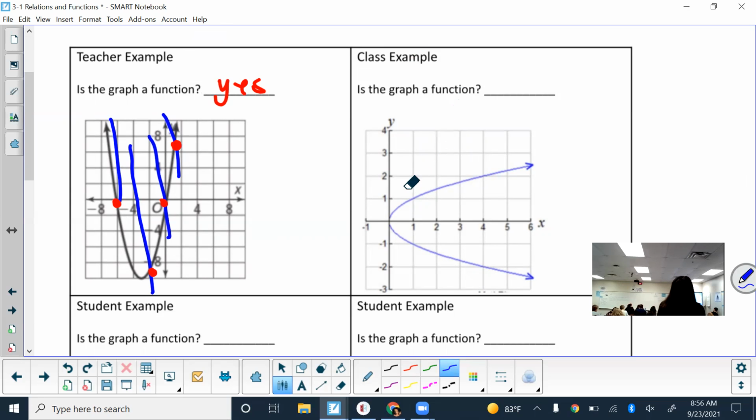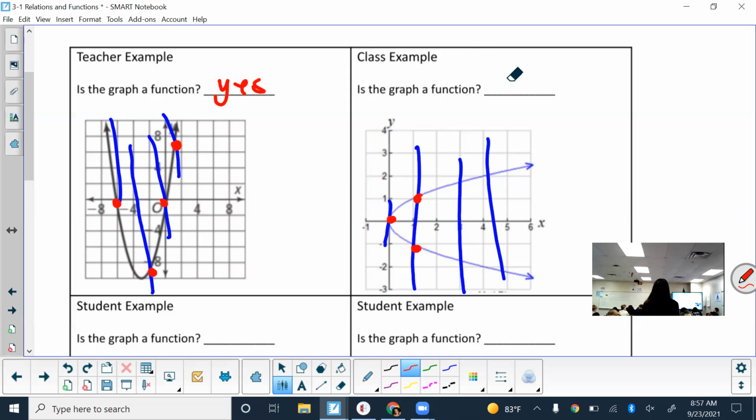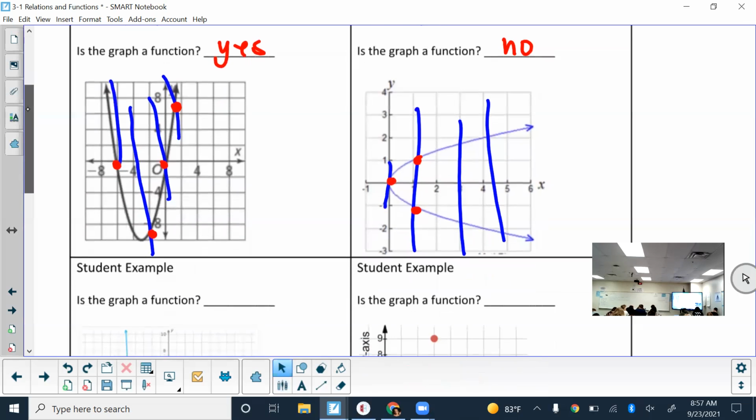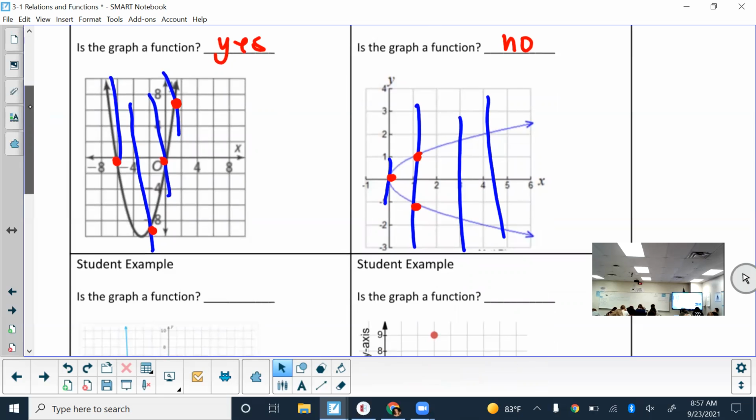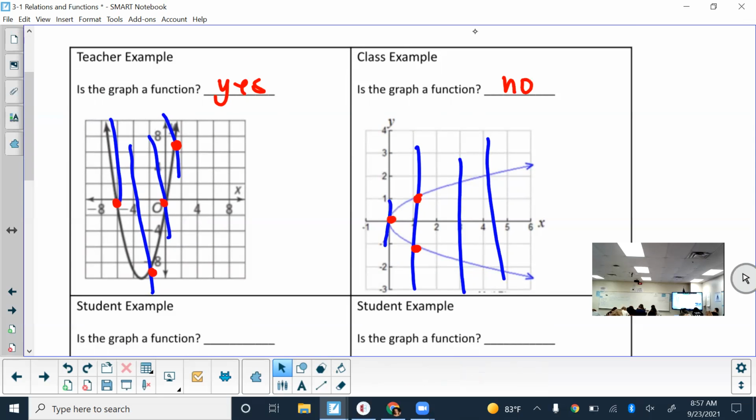Will this one pass the vertical line test? No, but you could try drawing your vertical lines again. Not very good with vertical lines. All right, but you can already see, even if I have a vertical line here that it passes on, it just needs to fail one of these. So it fails on the second vertical line, so that makes it not a function. Try both the student examples. Figure out if it passes your vertical line test.